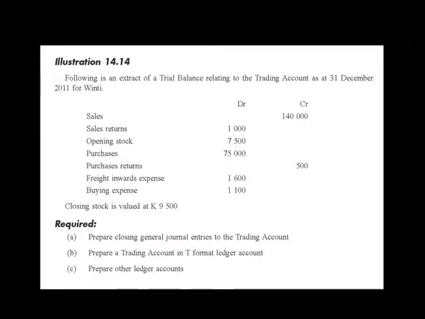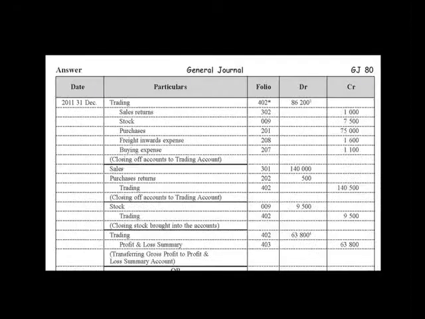So here, this example is given in your note. The following is an extract of trial balance relating to a trading account as at 31st December 2011. So only a few transactions. Prepare general journal entries to transfer these balances to the trading account. Then look at the general journal.